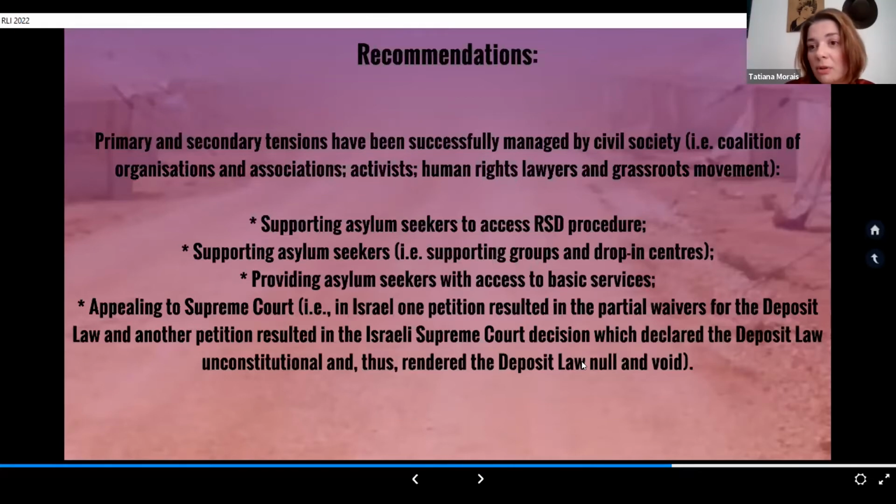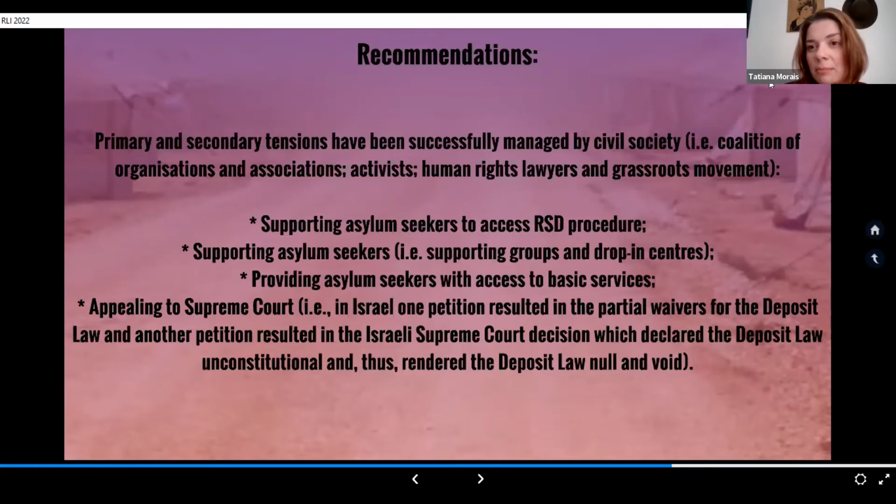We also have the example of Irretrained Women Community Center back in Israel, and they were supporting asylum seekers and also helping them to access basic services, among other NGOs. And we also have the example of a coalition of organizations, associations, activists and human rights lawyers from Israel that were very successful in presenting a petition to the Israeli Supreme Court in order, in the first moment, to have a decision on partial waivers for the deposit law.